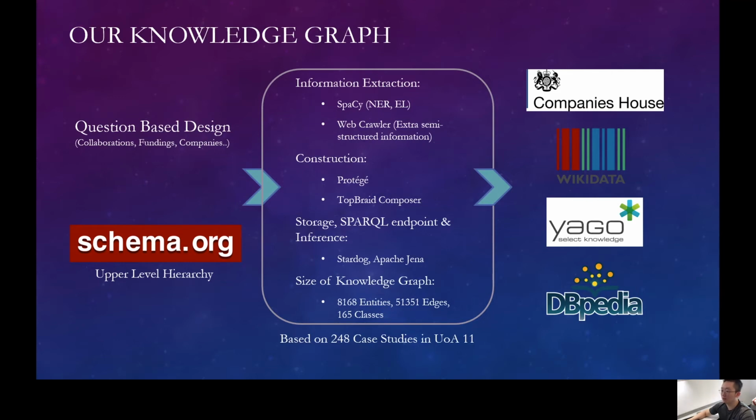After several iterations, we created a knowledge graph with 8,000 entities and 51,000 edges. Some extra information from Companies House and the EPSRC grant database was extracted by web crawlers. With the aligned entities, we can also use a SPARQL endpoint to query knowledge bases like DBpedia, YAGO, and Wikidata.